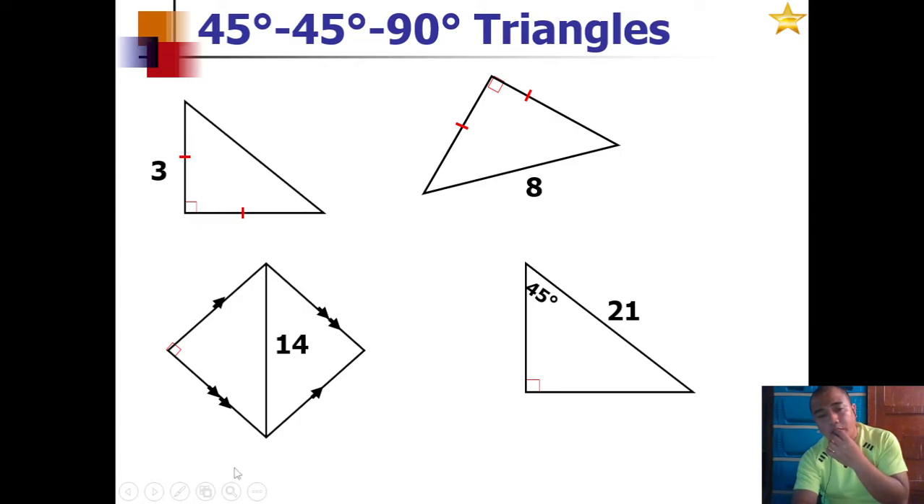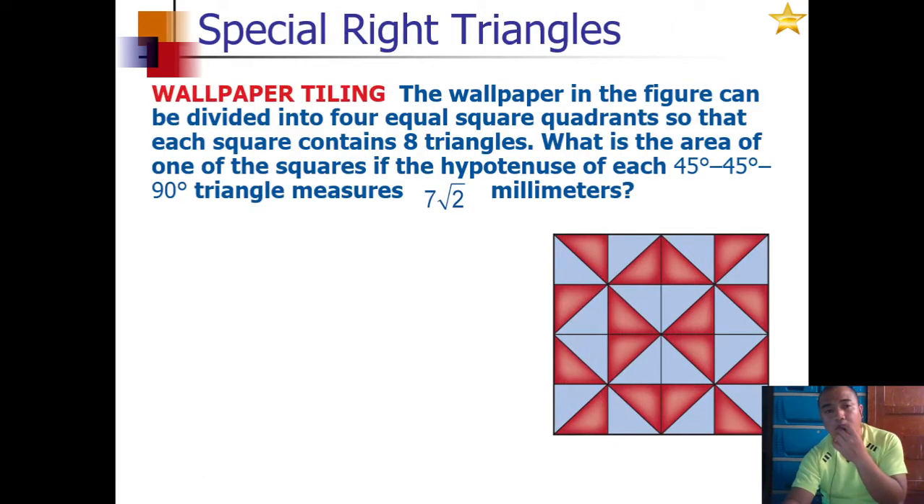Here we have a square. This is 14. Divide it by square root of 2 to get the length of the legs. So we have 14 square root of 2 over 2, or 7 square root of 2. Another 45, 45, 90 triangle. Divide 21 by square root of 2, so 21 square root of 2 over 2. This is a shortcut.